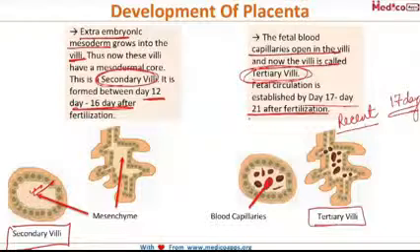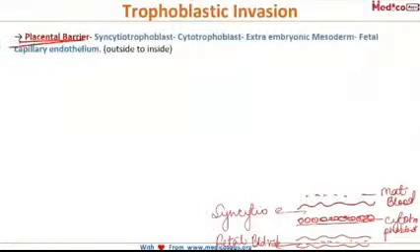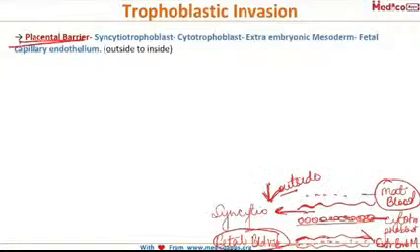Now, the next thing that we are going to talk of is the placental barrier. And what is this? The layer separating the maternal blood from the fetal blood is called the placental barrier. Now, what are the layers of this placental barrier from outside to inside? They are the outer syncytiotrophoblast, next to it the cytotrophoblastic cell layer, then the extra-embryonic mesoderm, and then the endothelial lining of the fetal blood vessel.